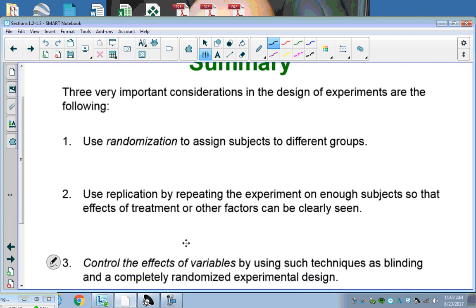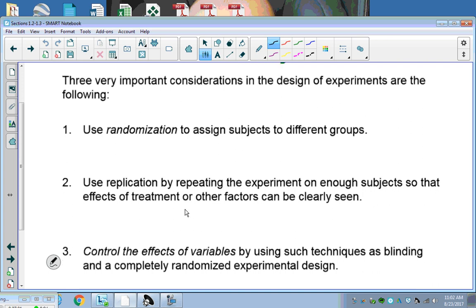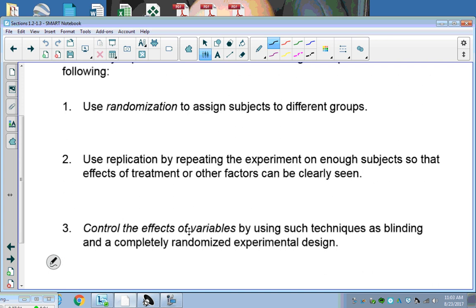Okay, and just a summary here. When you're designing experiments: randomizing, doing replication, repeating over and over again, and controlling the effects of those confounding variables.